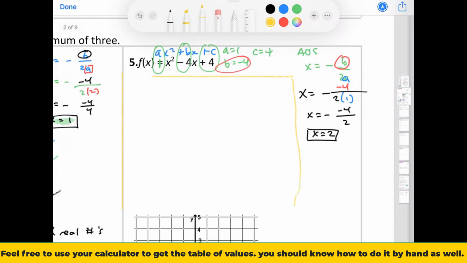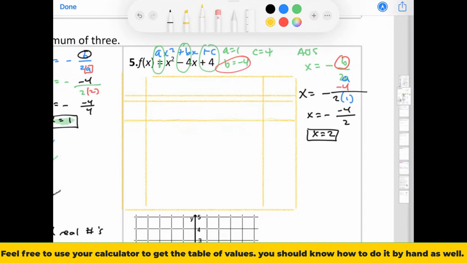Doot. Doot. Doot. Doot. Doot. Those are handmade sounds. Doot. Doot. Doot. Doot. Doot. Doot.